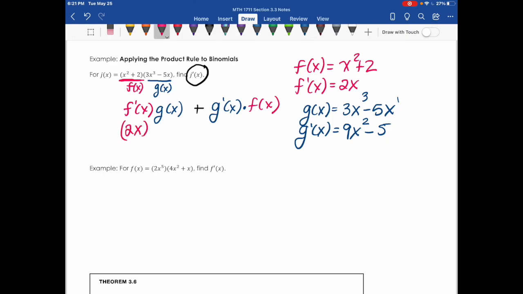Okay, so now we have all the pieces, and we can plug this in. So f prime of x, we said was 2x. G of x, we said was 3x to the 3rd minus 5x. We're going to add g prime, which is 9x squared minus 5, and multiply that by f of x, which we said was x squared plus 2.